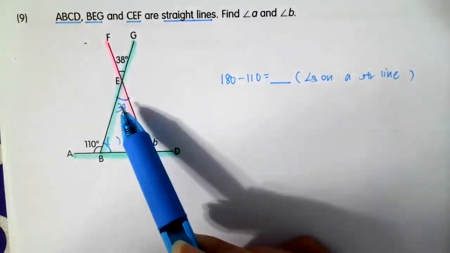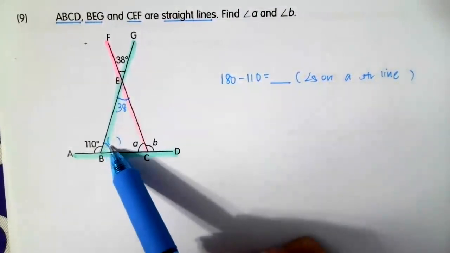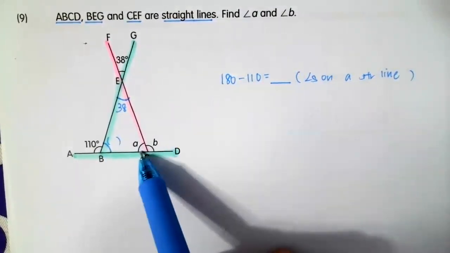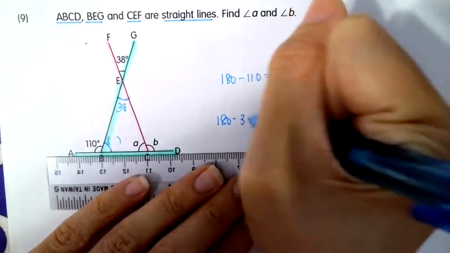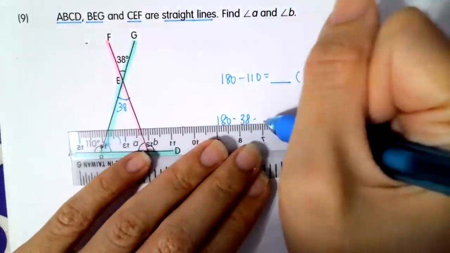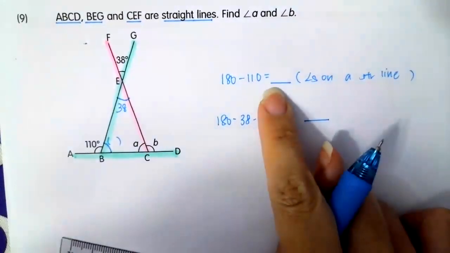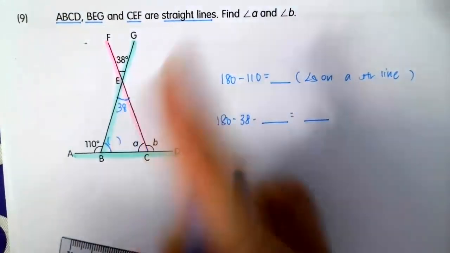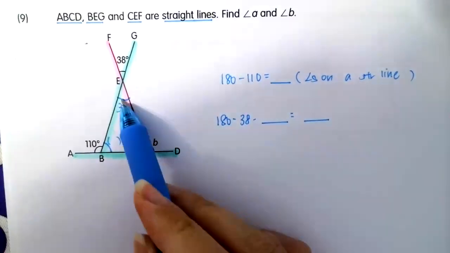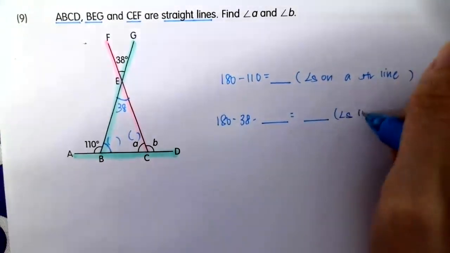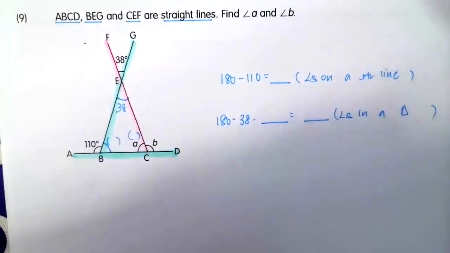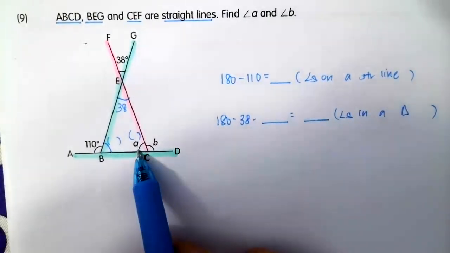How? 180 minus 38 minus this angle I found from the first step, I'll find angle A. So 180 minus 38 minus the angle I found in the first step, I'll get angle A already. Okay? So because these three angles add up to 180 in a triangle. So this step would be angles in a triangle. You'll find angle A. Okay?